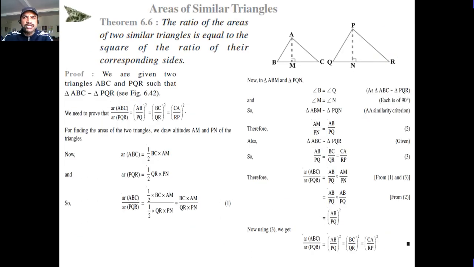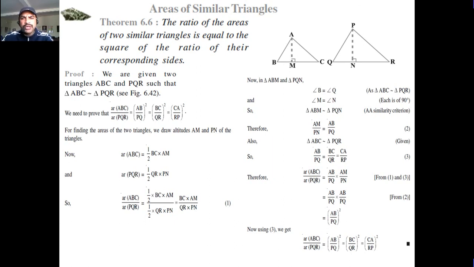Now students, in this chapter, area of similar triangles, theorem 6.6: the ratio of the area of the two similar triangles is equal to the square of the ratio of their corresponding sides.